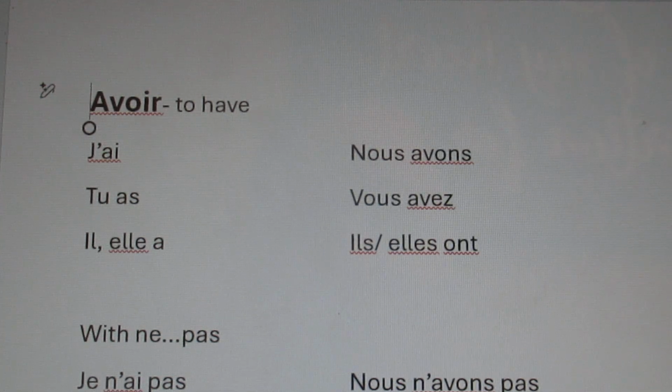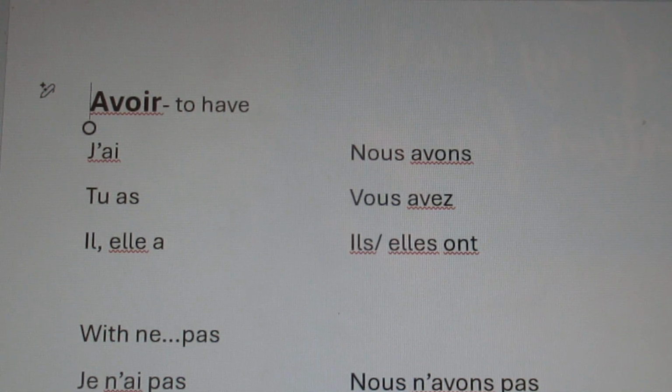Nous avons. We're noticing our liaison with the S. Vous avez, again, we have the liaison with the S. Ils ont, elles ont, so are they. We also, again, hear the liaison. And that's very important because that distinguishes ils ont from ils sont, which is another verb, right? That's our être verb. We will also notice that all of these start with vowels. So with our je, we have our J apostrophe there because of that vowel.